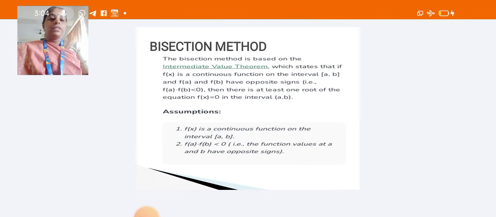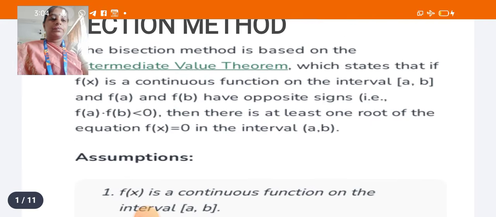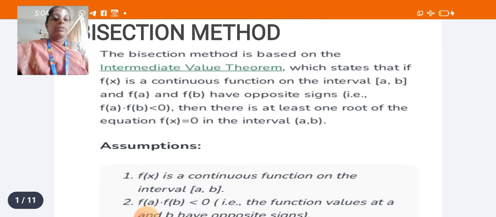I'm going to share some points about numerical methods. First, we will see the bisection method. What is meant by the bisection method?